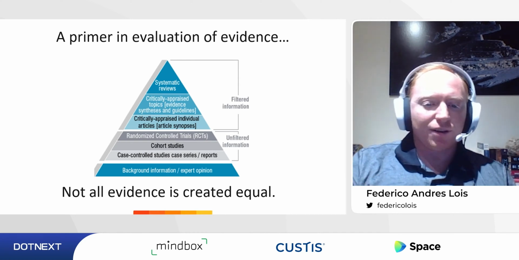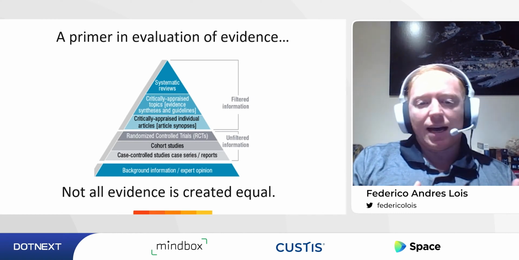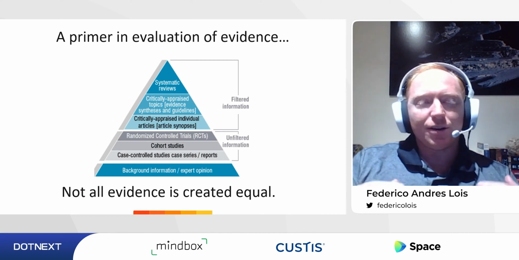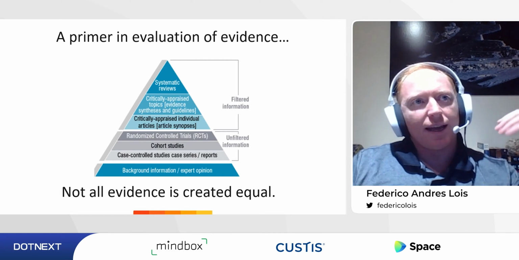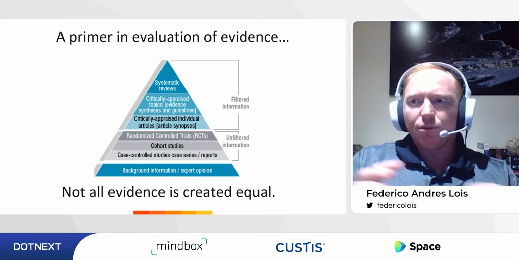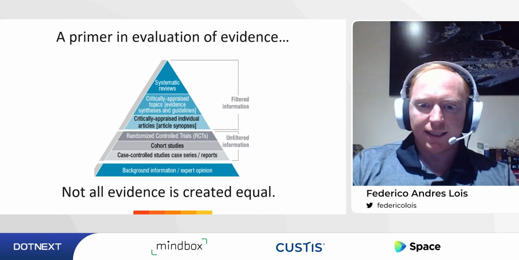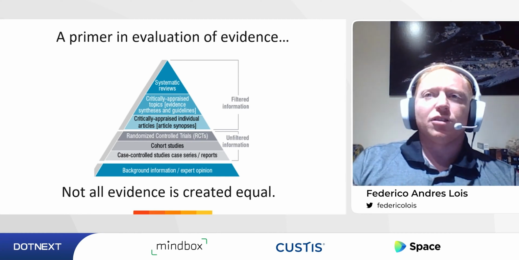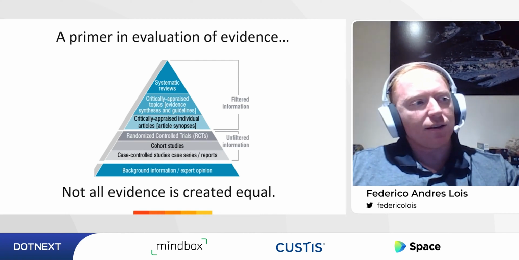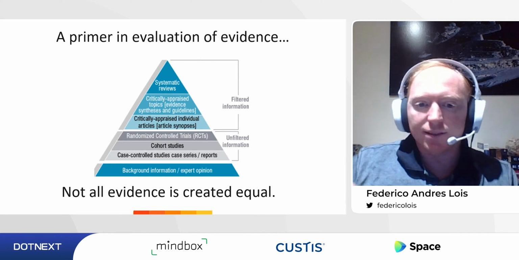If you look at it, this is more or less how it is structured. You have background information and expert opinion at the bottom. Then you have case control studies and reports, but these are like, I'm going to get 3 people and look at what happened. This is kind of observational studies. Then you will have cohorts.